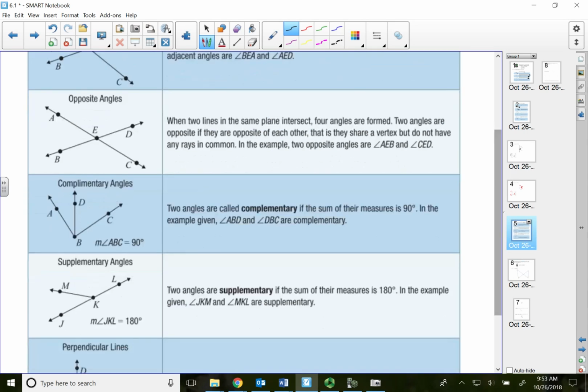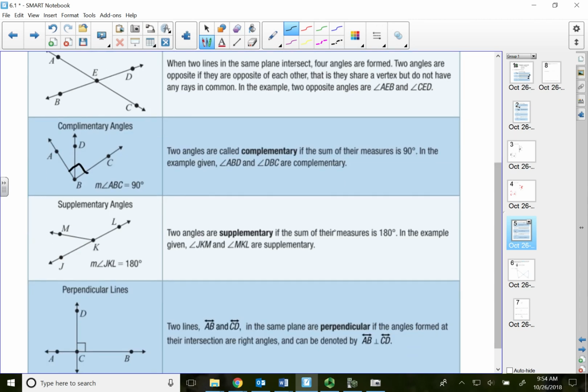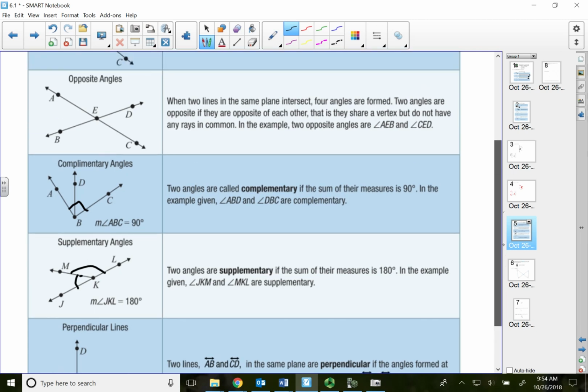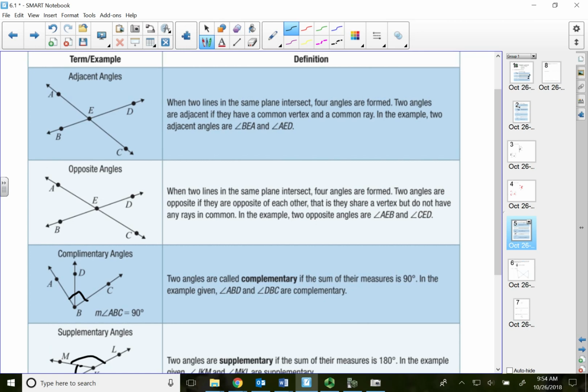All right. You probably remember the word complementary angles. Two angles are called complementary if the sum of their measure is 90 degrees. All right. So if we say the measure of angle A to B to C is 90 degrees, that means angle ABD and angle DBC are complementary to each other. All right, supplementary angles means two angles that have the sum of 180. So that means JKM here is going to be supplementary to MKL because these two angles form a straight line, or you can say they have a common vertex and a common ray.